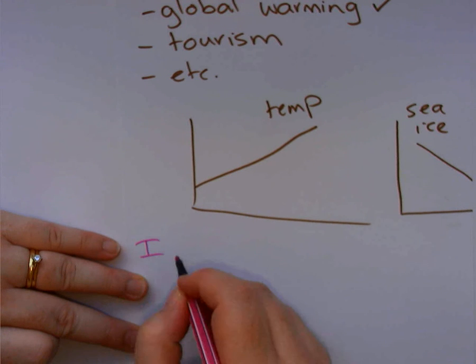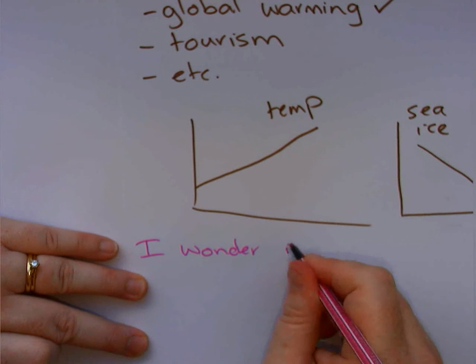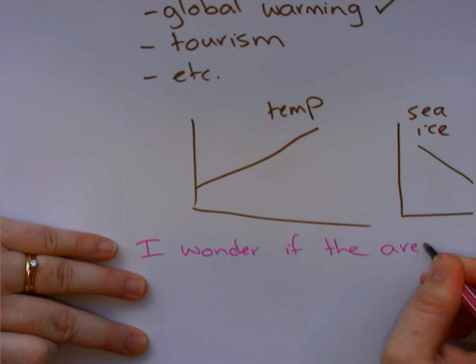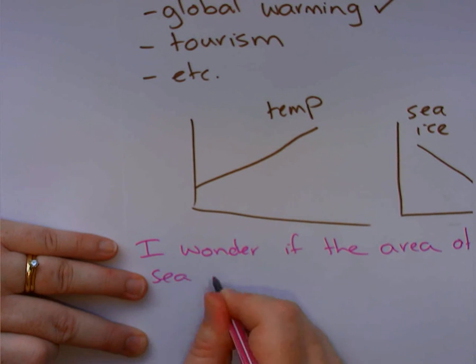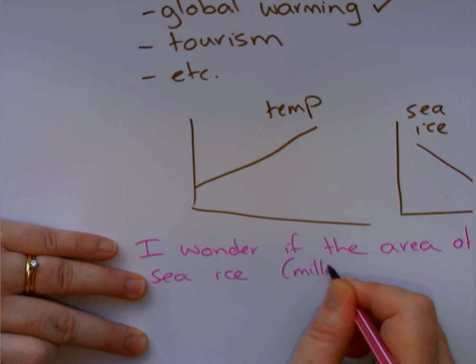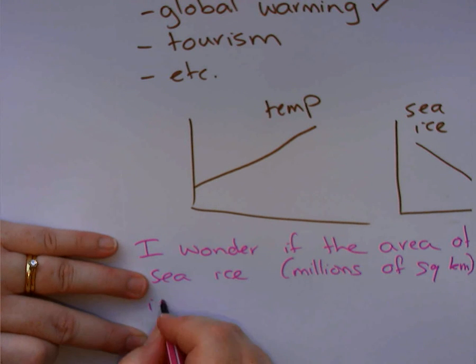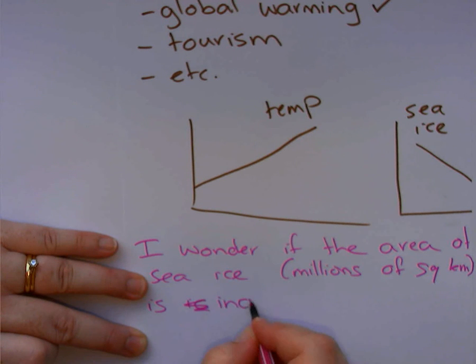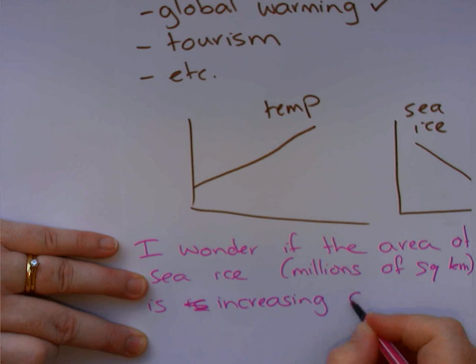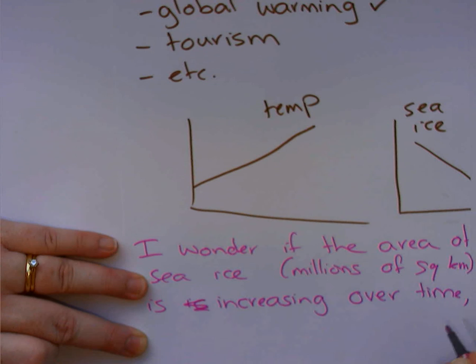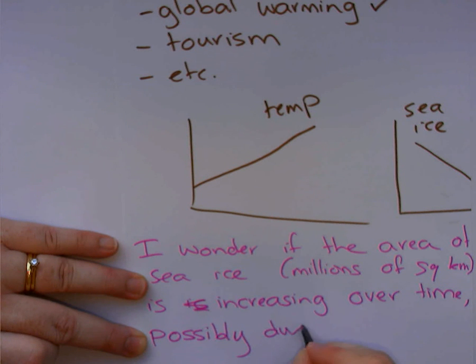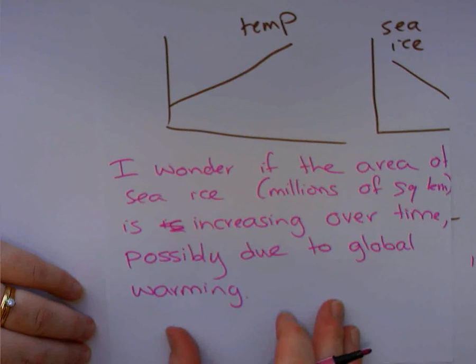So I wonder if the area of sea ice, and that's in millions, I'm putting units here, of square kilometres, is increasing over time, possibly due, so I don't know for sure, I haven't proved it, possibly due to global warming. And there is my purpose.